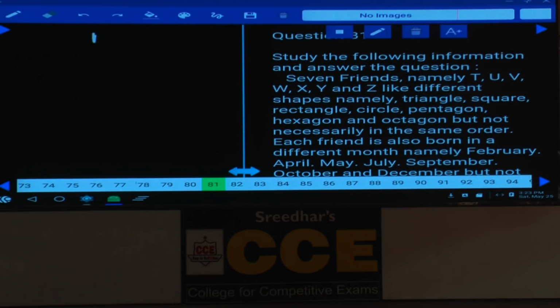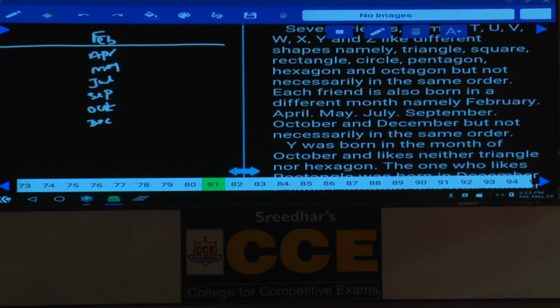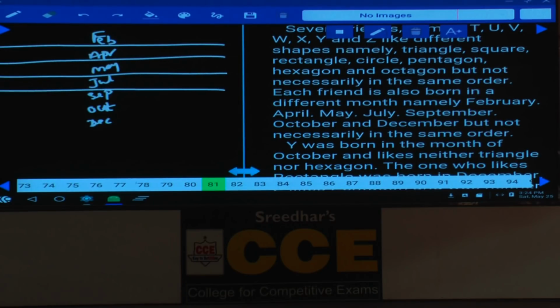Feb. Now first we are representing the months here: Feb, April, May, July, September, October and December. Isn't it? Hence in total we have 7 friends, T, U, V, W, X, Y and Z, and they were born in different months. And what is the other parameter here? They like different shapes, that is triangle, square and so on.